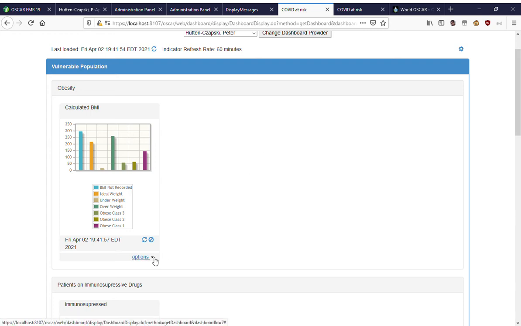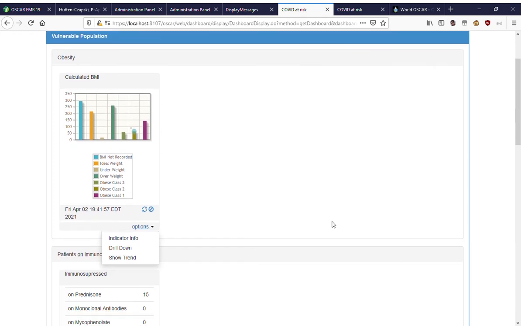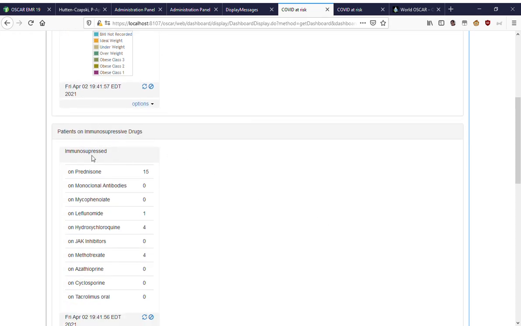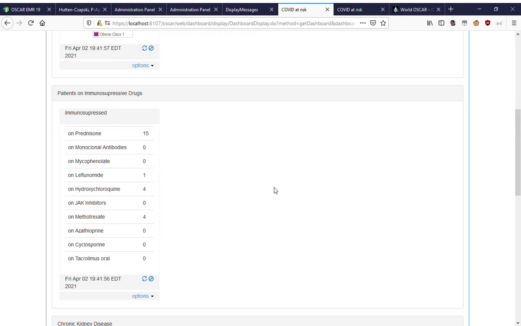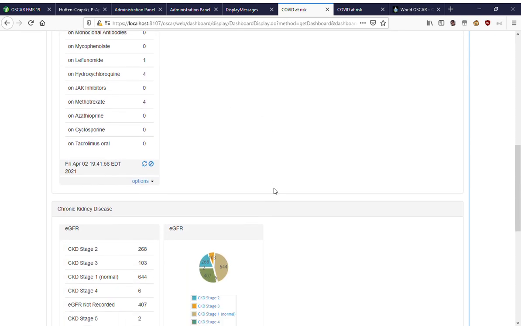But the most important part really is the drill down. So you want to see which patients, and in this case, the drill down focuses on class 3 obese, to see which patients in your practice are particularly vulnerable for COVID at risk. Okay. We have the same type of indicator for immunosuppressed. For example, prednisone in my practice seems to be the most common immunosuppressive drug being used.